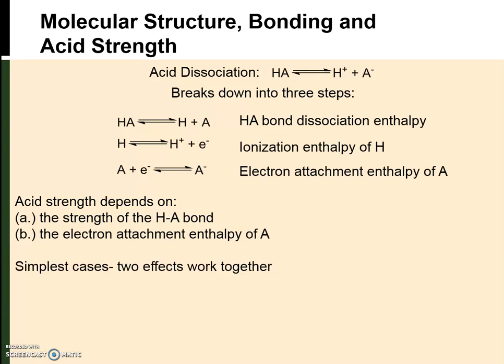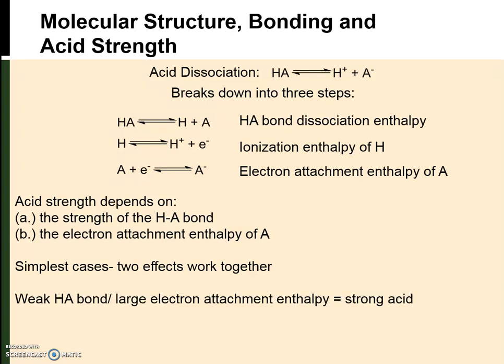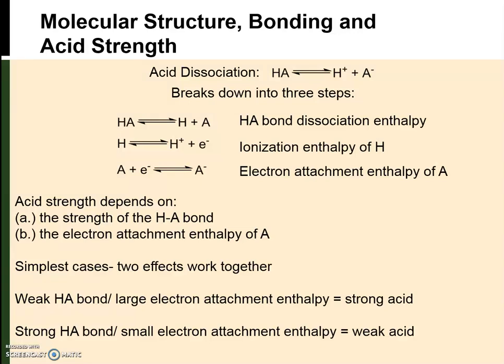So in the simplest cases, these two effects would work together. So if we have a weak HA bond, that means it's very easy to break the HA bond, and if we have a large electron attachment enthalpy, that means that it's easy to add an electron to the atom A, and so both of those would lead to a strong acid. It's easy to break the HA bond, and it's easy to add an electron to A to form A-. The opposite would be the case where we have a very strong HA bond and a small electron attachment enthalpy. In this case, it's hard to break the HA bond, and it's also hard to add an electron to A, and so this would result in a weak acid.